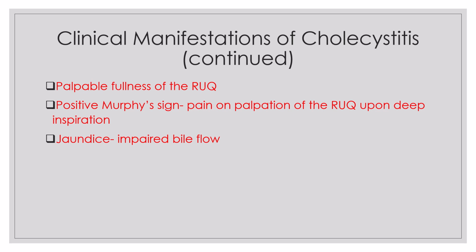So the belly will feel full. There will be a fullness around that right side, that right upper quadrant. And then when we are assessing our patient, they will be positive for this Murphy sign, pain on palpation of the right upper quadrant upon deep inspiration. And then your patient may also have jaundice, and this is because of impaired bile flow.